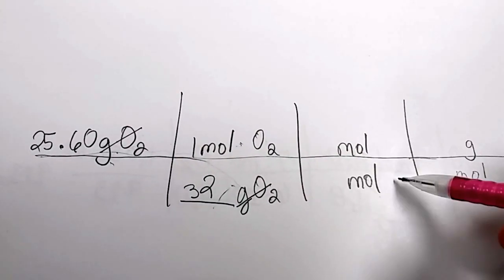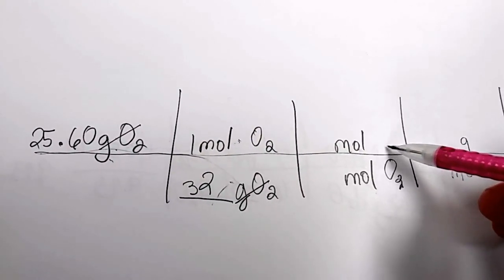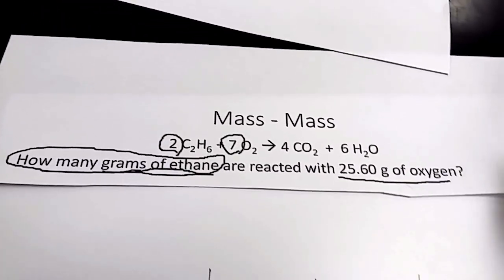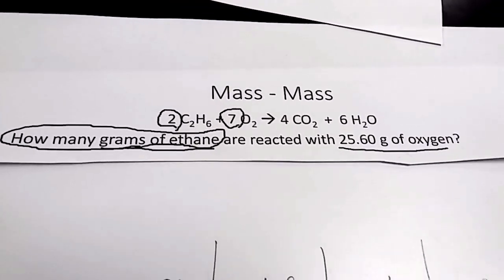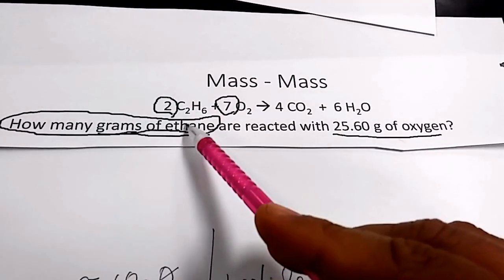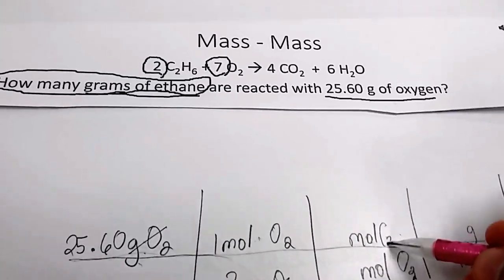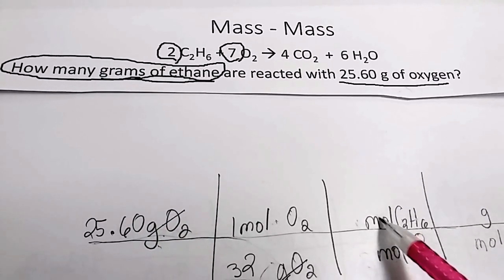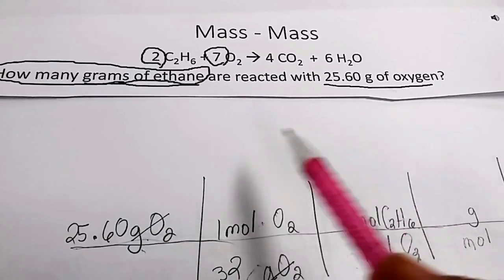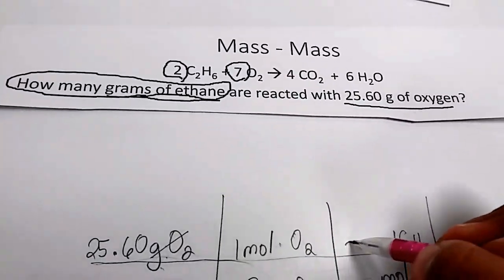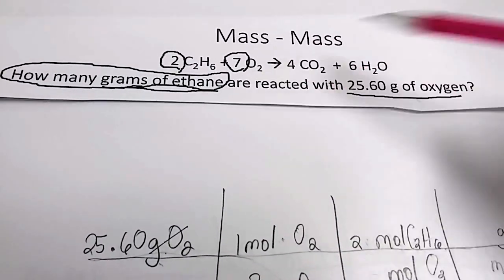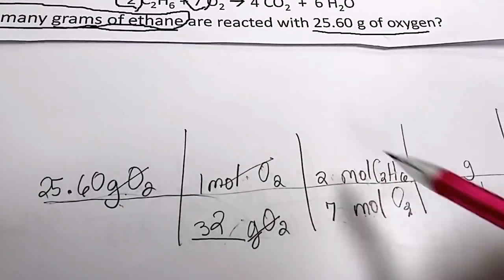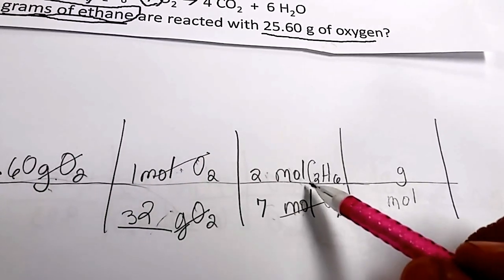So this is going to be moles of O2. This has got to be a different compound, and it's got to be the one that they're asking us to find. And the question is, how many grams of ethane? So that's going to be ethane, C2H6. All right, so here, whenever you have moles over moles, you're going to be using the coefficients. So we know that ethane is 2, and we know that oxygen is 7. Okay, now we can cancel moles of O2 with moles of O2, and we're left with moles of ethane.